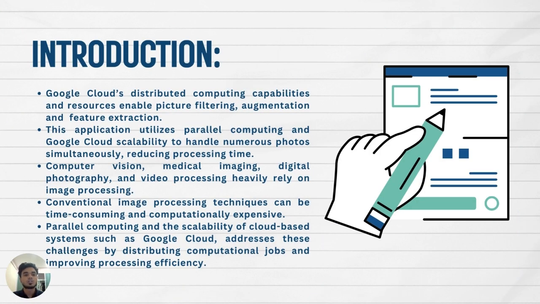So let me give you an introduction to our project. Google Cloud's distributed computing capabilities and resources enable picture filtering, augmentation, and feature extraction. This application utilizes parallel computing and Google Cloud scalability to handle numerous photos simultaneously, reducing processing time. Computer vision, medical imaging, digital photography, and video processing heavily rely on image processing. Conventional image processing techniques can be time consuming and computationally expensive. Therefore, parallel computing and the scalability of cloud based systems such as Google Cloud address these challenges by distributing computational jobs and improving processing efficiency.